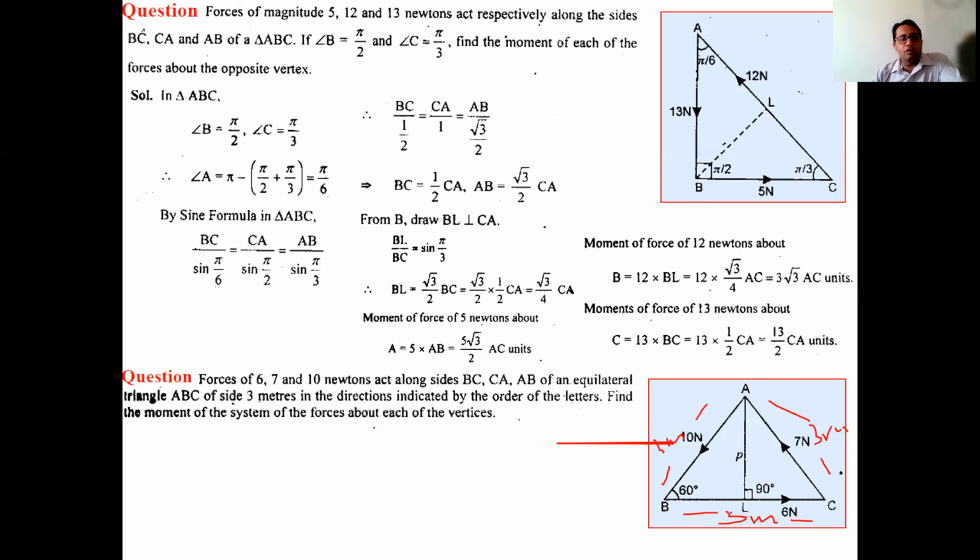So find the moment of the system of the forces about each of the vertices. So what we have to do, we have three forces, 10 newtons, 7 newtons and 6 newtons, and we have to calculate their moment about each of the vertices. So firstly we must calculate the moment about A, treating A as the fixed point and noting the motion of this whole body, the equilateral triangle, and then treating B as the fixed point, the other vertex, and then treating C as the fixed point, the third vertex. So we have to calculate three moments, first about A, second about B, and third about C.